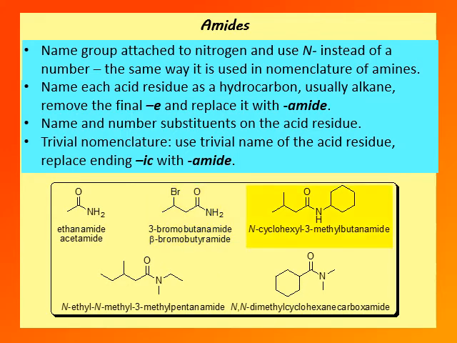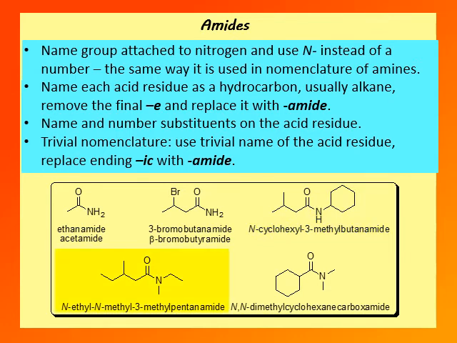The next example is a secondary amide. A secondary amide has a substituent on nitrogen, and in this case that's a cyclohexyl group. So that's named N-cyclohexyl. The carboxylic acid residue again has 4 carbons. So that's butaneamide. And on carbon 3 we have a methyl group. So the name is N-cyclohexyl-3-methylbutaneamide.